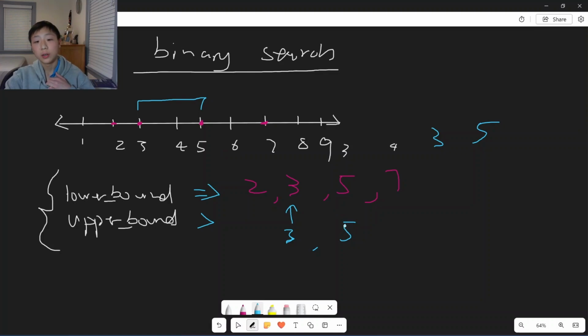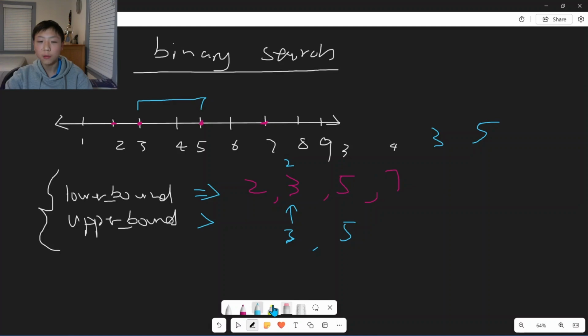However, this wouldn't work because if we subtract 3 and 2, we're going to get 1. So 3 is the index of 5 and 2 is the index of 3. So if we subtract 3 minus 2, we're going to get 1. And we can see that it's inclusive for this one. And if we subtract it like this, we're not going to get an inclusive answer.